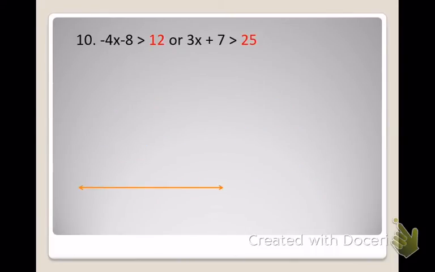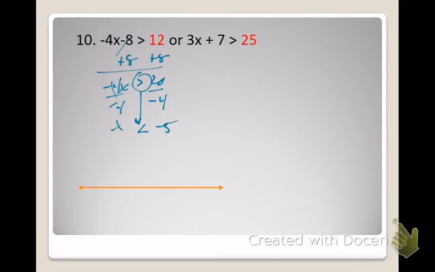Go ahead and give this guy a shot. Solve each one, graph them, and those are going to be your solutions. All right, so the first one, we're going to add 8, add 8. Divide by -4. Make sure that you flip that inequality sign around. And then for the other one, we're going to subtract 7, subtract 7.